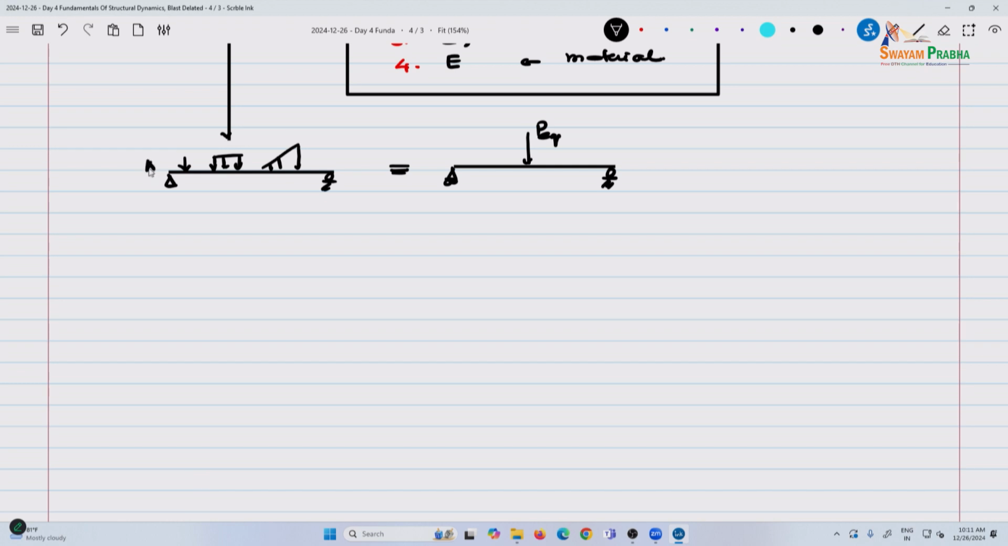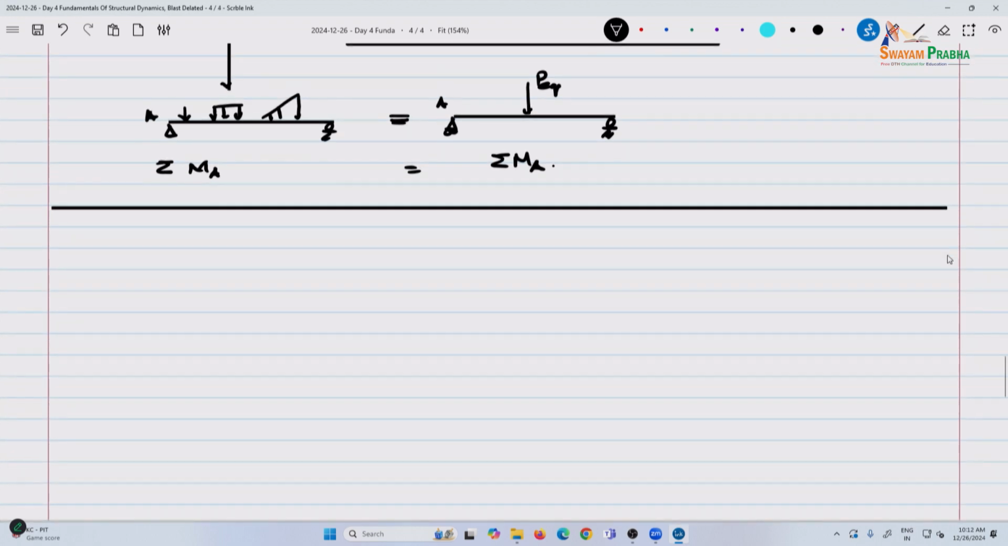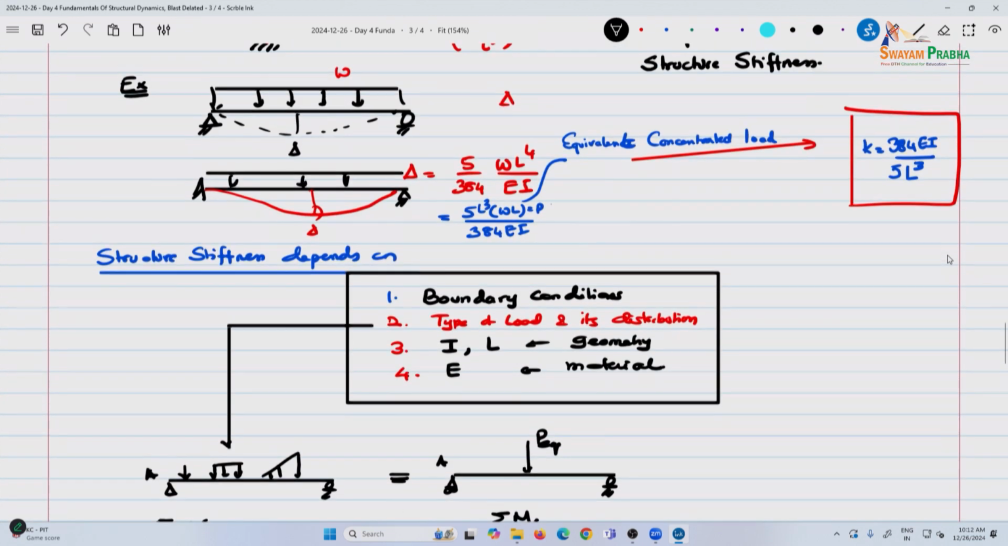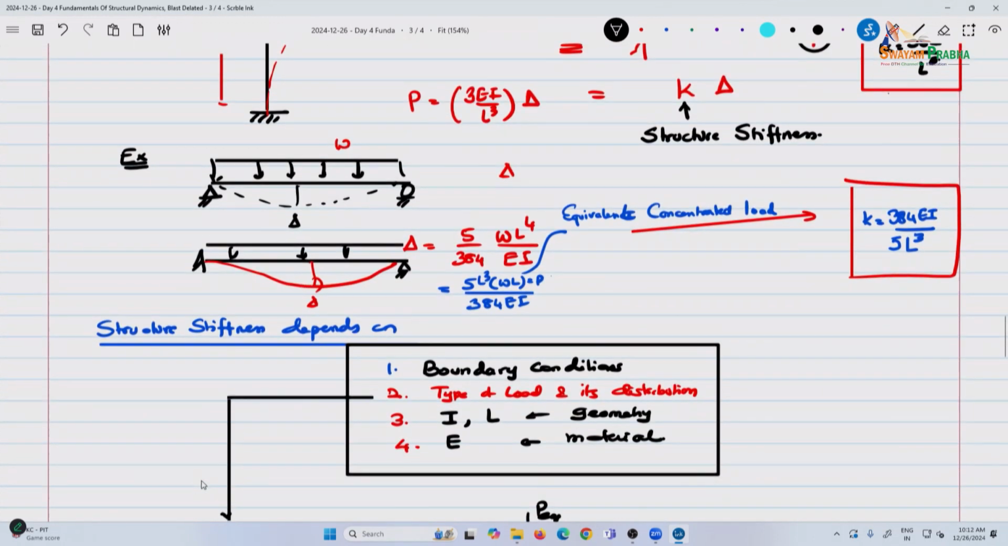Based on, let's say, this is A, the sum of moments, basic statics, is equal to the sum of moments about A, right? Now that we've got that part out of the way, because we have defined a DOF, we have defined P. Our spring model is defining K, defining delta, that's of course the metric, defining P. So we've got a model set up.